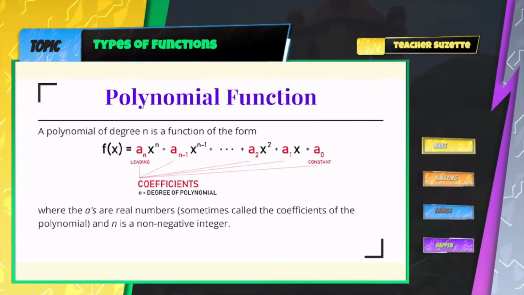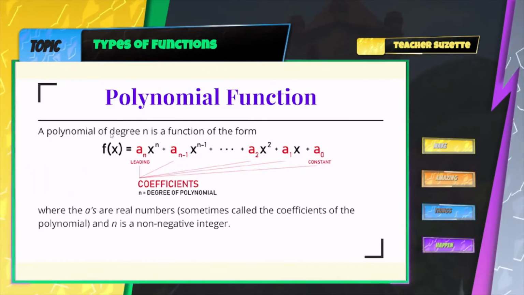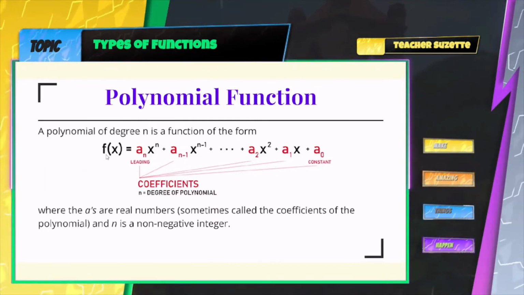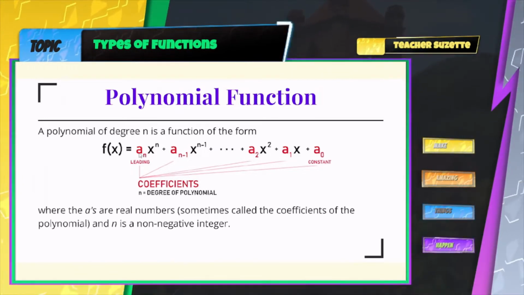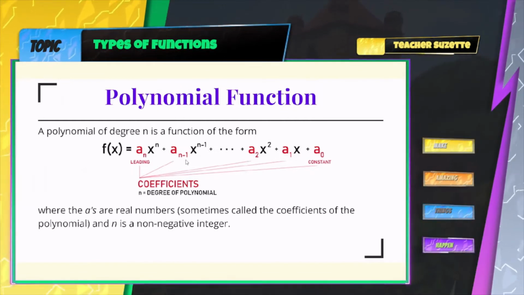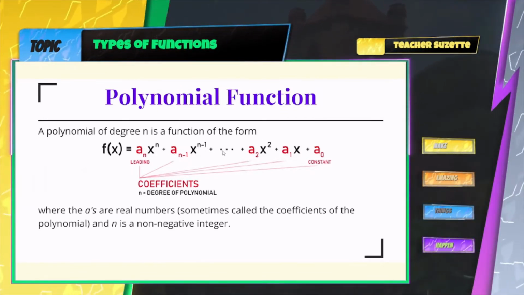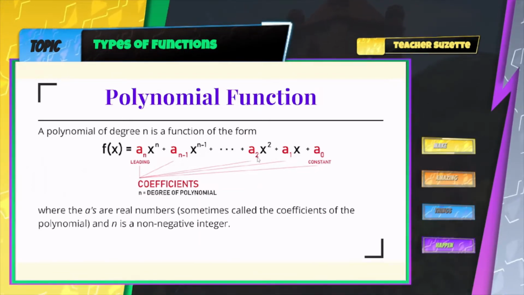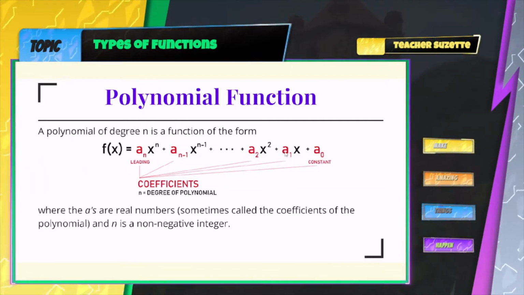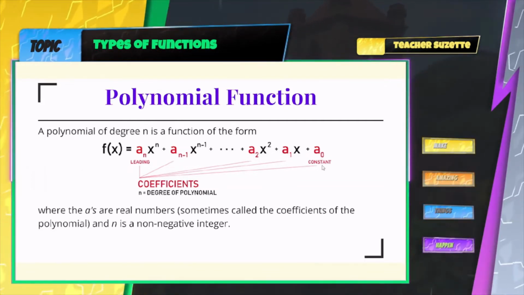Now let's have the polynomial function. A polynomial function is a polynomial of degree n, and it has a general form of f of x equals a sub n times x raised to n plus a sub n minus 1 times x raised to n minus 1, plus a sub 2 times x squared, plus a sub 1 times x, until you get to a sub 0 or your constant.